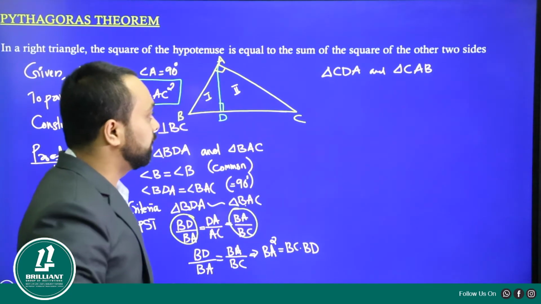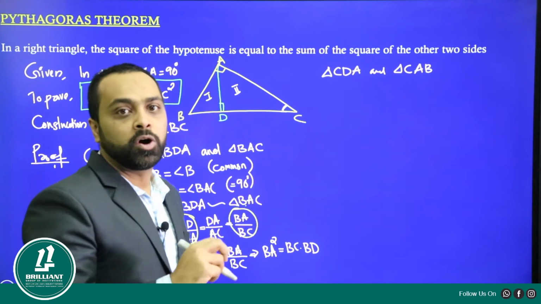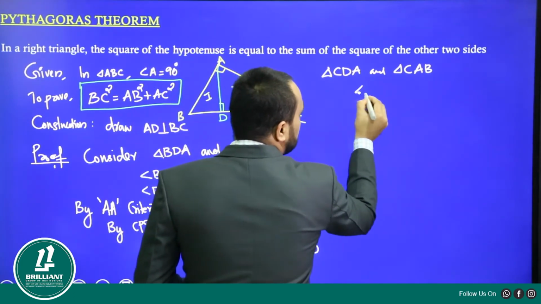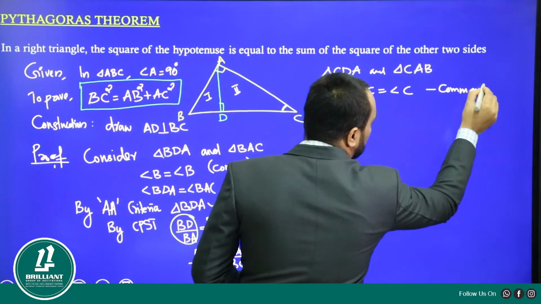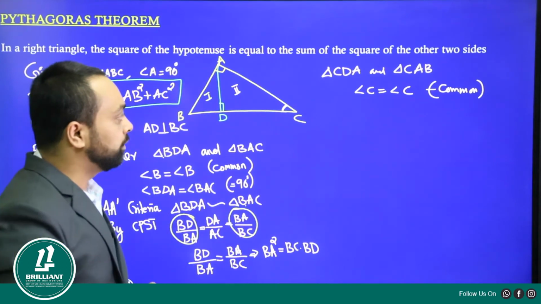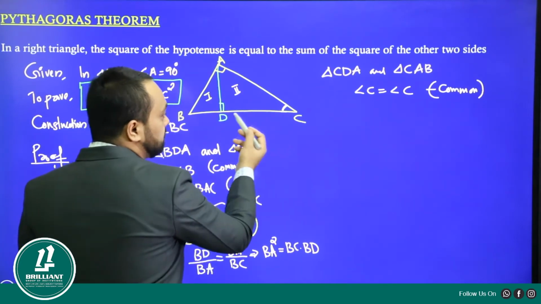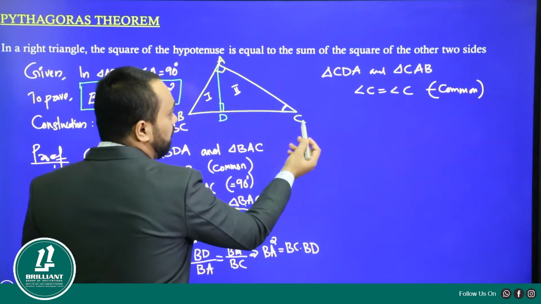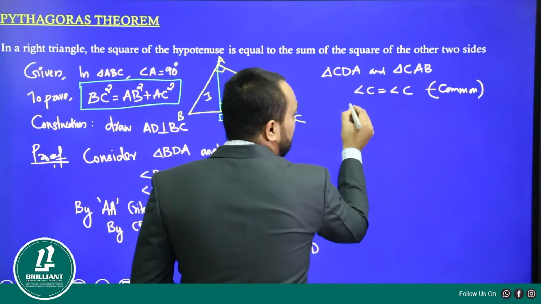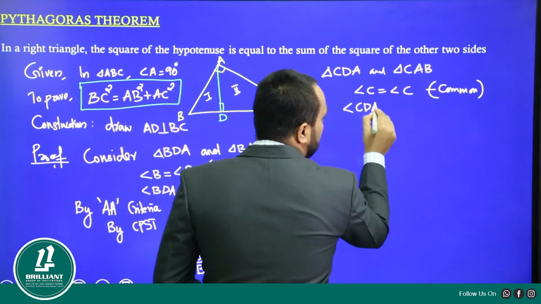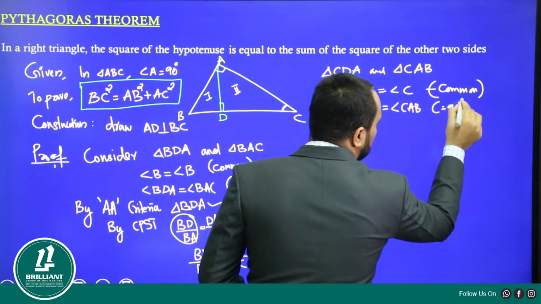Again we can see some criteria, some correspondence we can find out. Here we can see that this angle C is common in both the triangles, right? So angle C is equal to angle C, that is the reason, common angle. And one more correspondence we have to find out. Very easily we can see that the 90 degree angle in the first triangle CDA is 90 degree. In the second, the outer triangle CAB, it is 90 degree. Both are right angles. So we can say angle CDA is equal to angle CAB. Both are equal to 90 each.